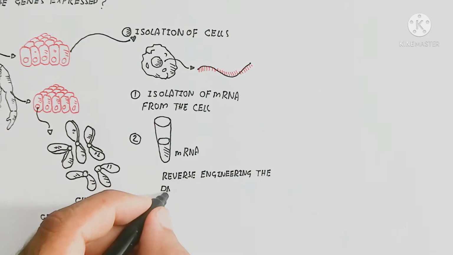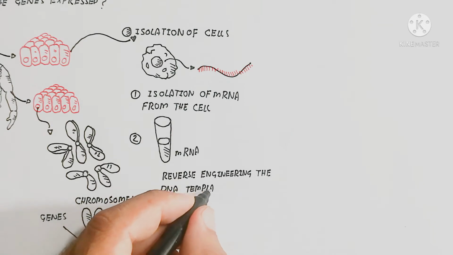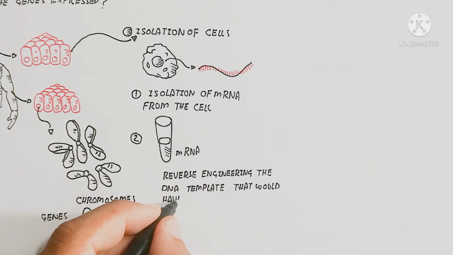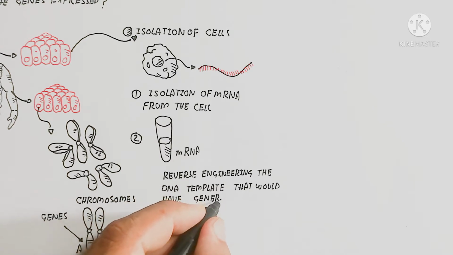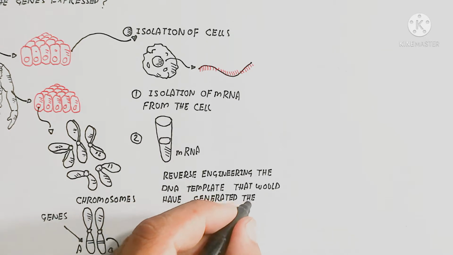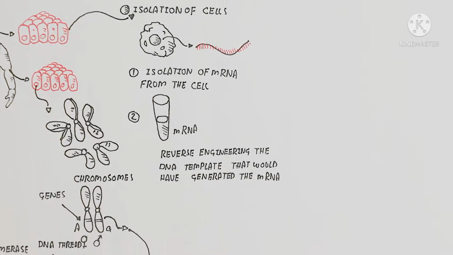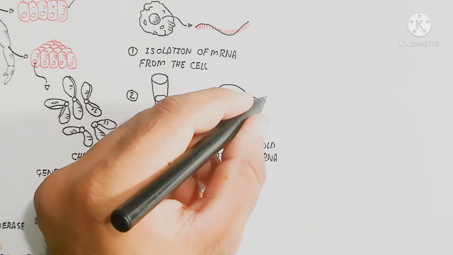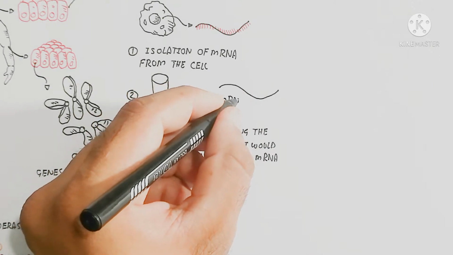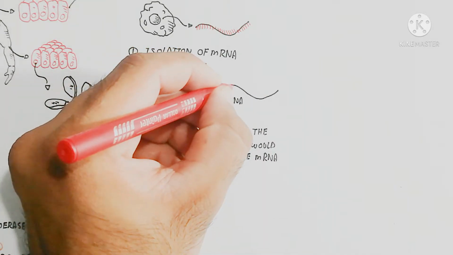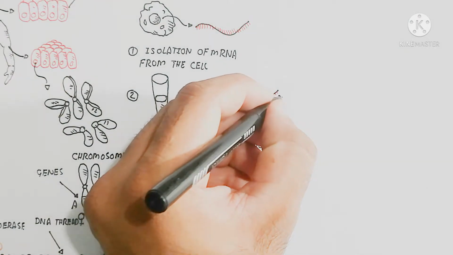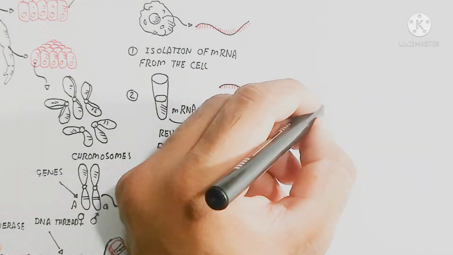We isolate messenger RNA from the cell, take the messenger RNA as a sample, and use it for reverse engineering the DNA template that would have generated the messenger RNA. That is the template. We are making that template DNA, which is the same copy of the DNA present in the nucleus that was used for activation.